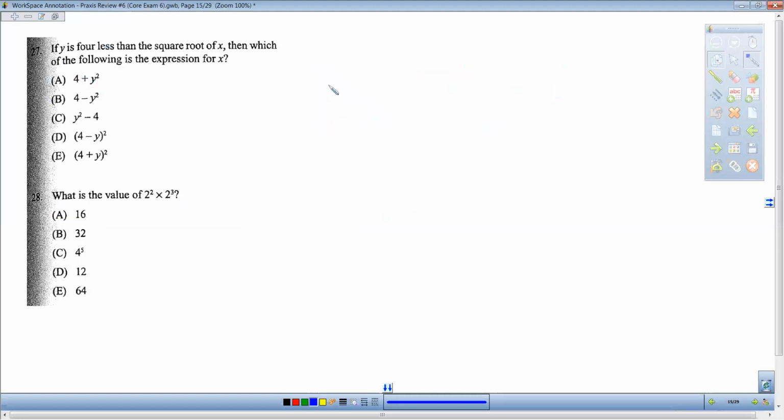27, if Y is 4 less than the square root of X, then which of the following is the expression for X? So we've got the equation, but I want to solve it for X. And then whatever X equals, I'm looking for this equation.